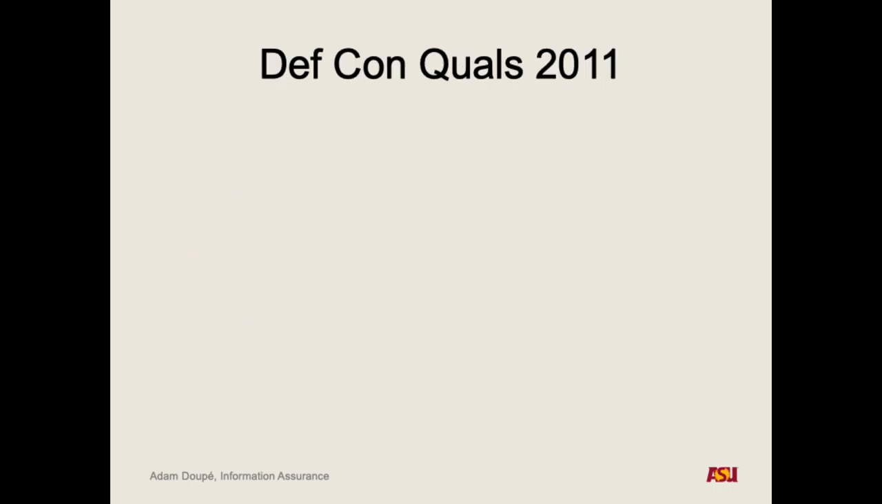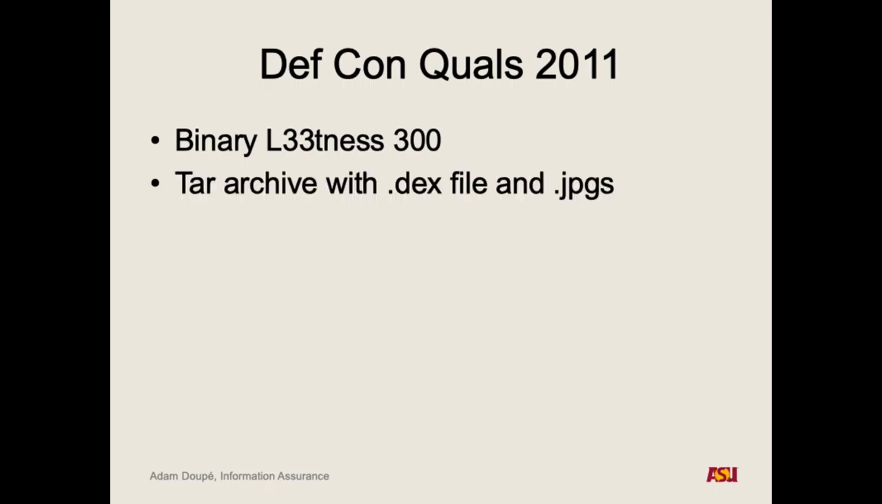All right. One of the examples I want to use is a challenge from DEF CON Quals 2011 that I still remember working on. It was a binary challenge, but it was a 300-point challenge, and usually the points range from 100 to 500. It was a medium upper-level challenge. It was a tar archive that had a .dex file and .jpeg files.